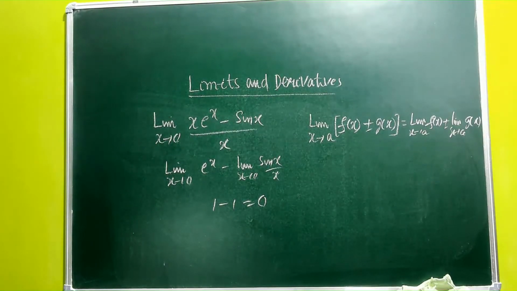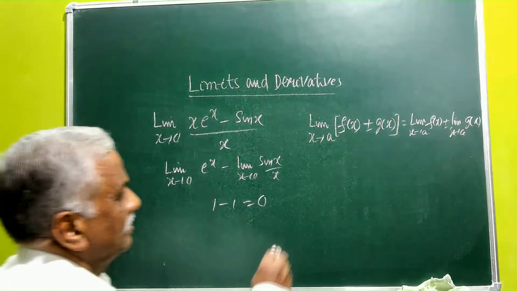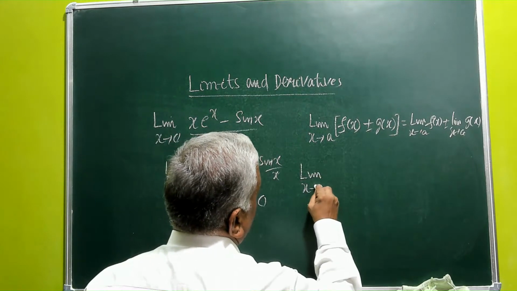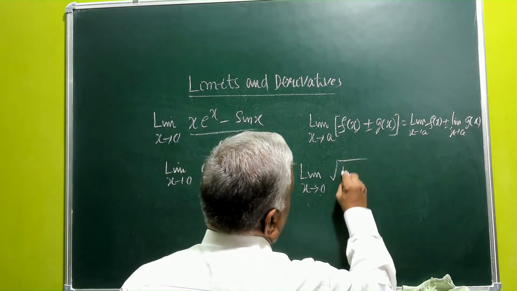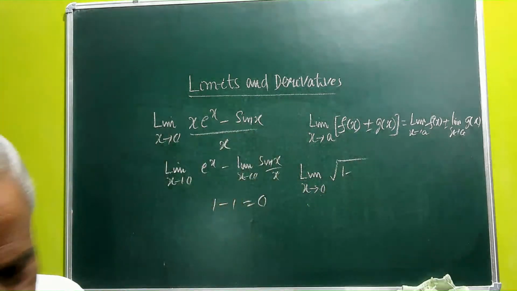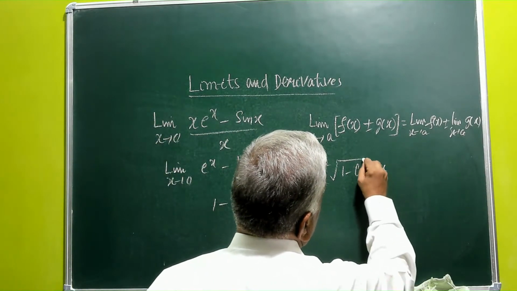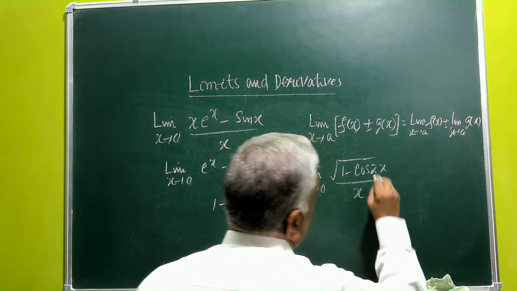Another year, there was the problem: limit x tends to 0, root of 1 minus cos 2x by x.